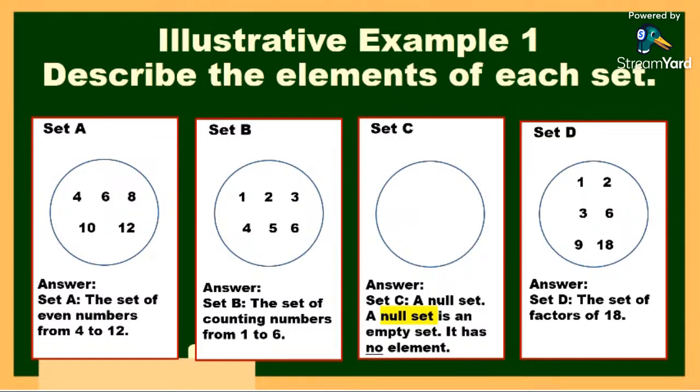So, si 18, meron siyang factor na 1 and 18. So, again, si 18, meron siyang factors na 2 and 9. So, 2 times 9 equals 18. And si 18, meron pa rin siyang factors na 3 and 6. Kasi, when we multiply 3 by 6, the result is 18. So, lahat ng elements na kinocontain ni set D ay mga factors siya ni 18. Kaya, ang definition natin kay set D ay the set of factors of 18.